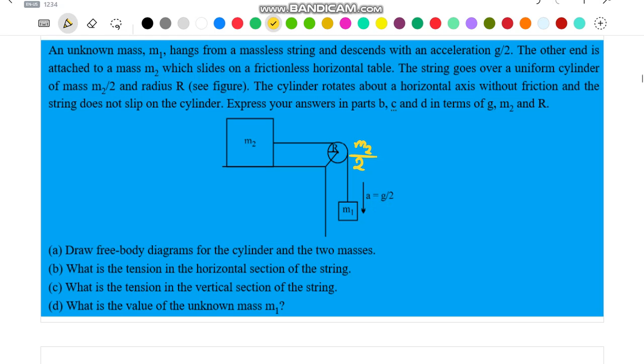Now, in the first part of the question, we have to draw the free body diagram for both the cylinder and the two masses. In the next part, it is asked to find the value of tension in the horizontal and vertical section of the string. And in the last part, we have to find the value of the unknown mass m1.